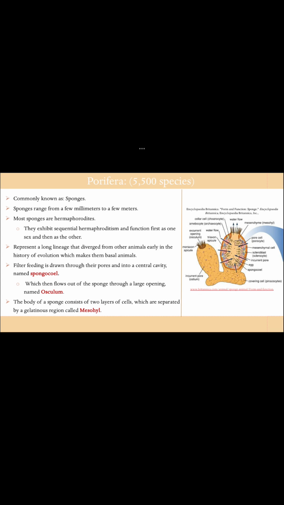Most sponges are hermaphrodites. They exhibit sequential hermaphroditism and function first as one sex and then as the other. They represent a long lineage that diverged from other animals early in the history of evolution, which makes them basal animals. Filter feeding: water is drawn through their pores and into a central cavity named the spongocoel, which then flows out of the sponge through a large opening named the osculum. The body of a sponge consists of 2 layers of cells which are separated by a gelatinous region called the mesohyl.